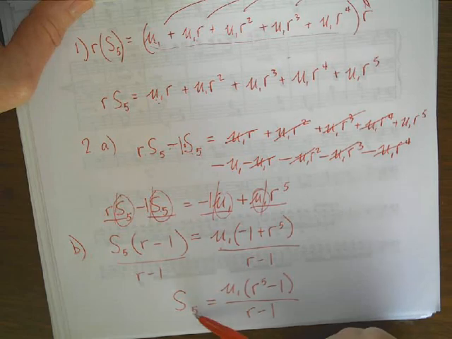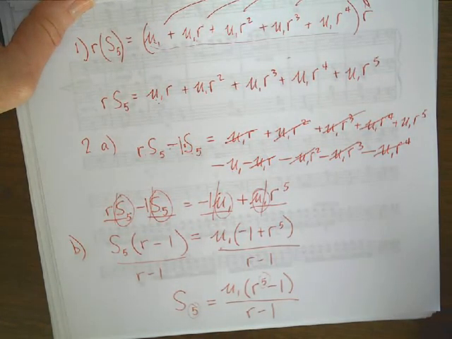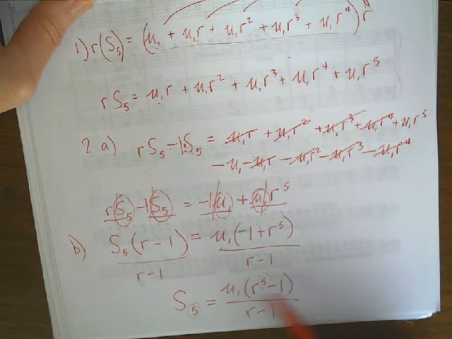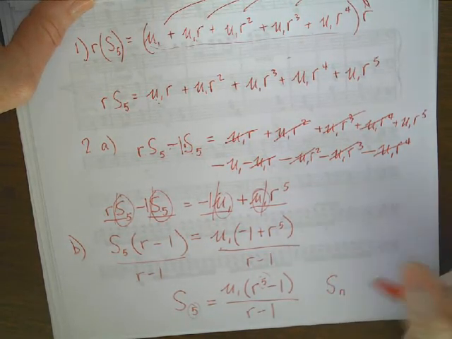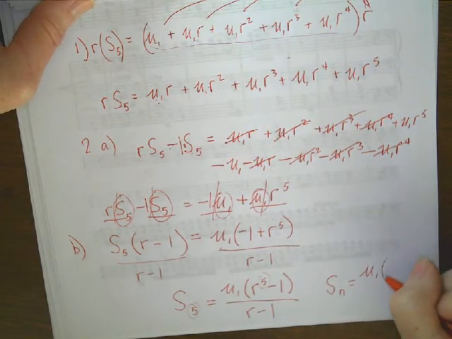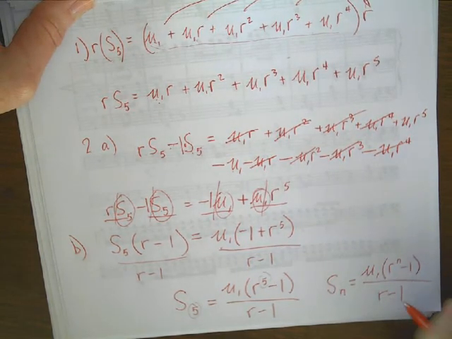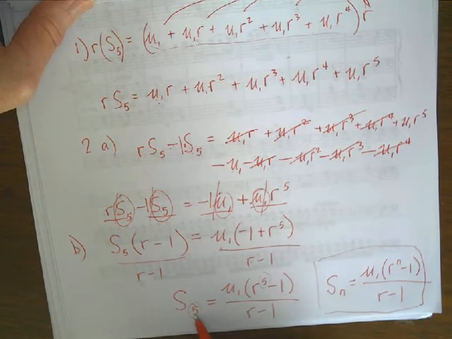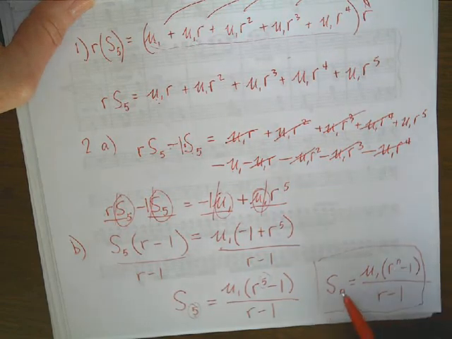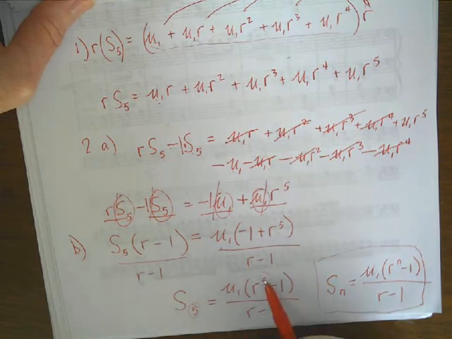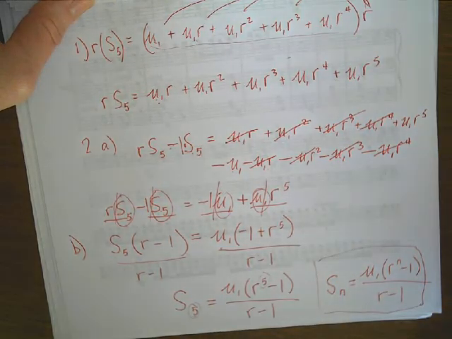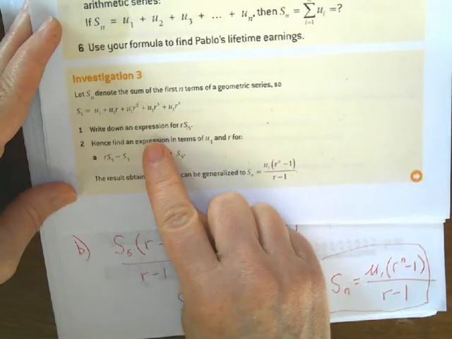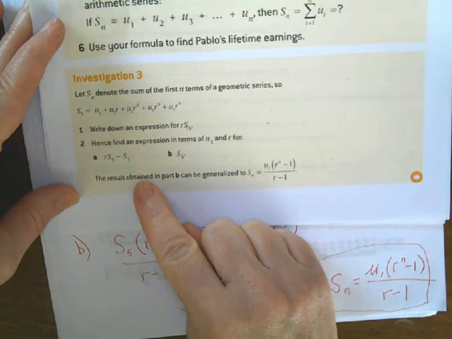Notice this number here is the same as this number here, so I can generalize part B to say that s sub n is equal to u sub 1 times r to the nth minus 1, all divided by r minus 1. And here it is. This is generalized. This was specifically for the first 5 terms, but it would work for any number of terms. It doesn't matter that this was a 5. Just notice that's the same number here as here, so we can replace that with the letter n. So that was investigation number 3. I know a lot of people were having a hard time with that, so I hope that helps.